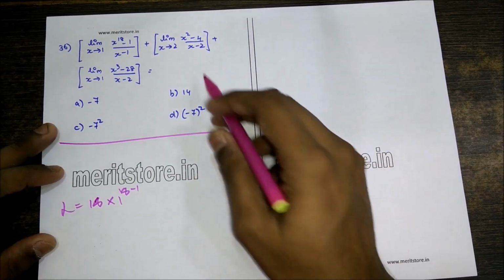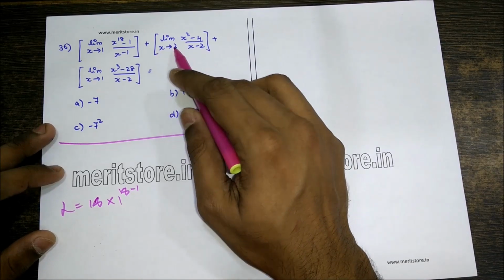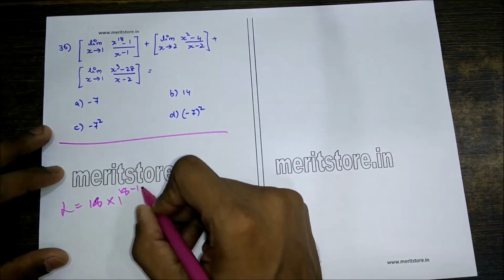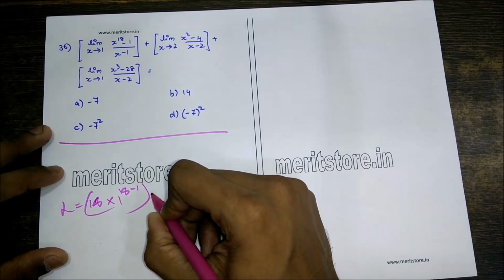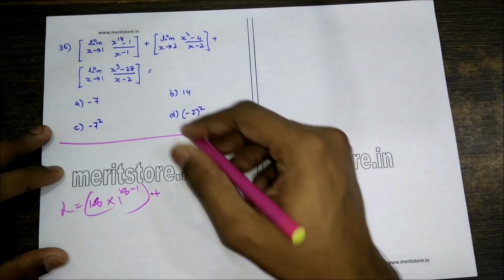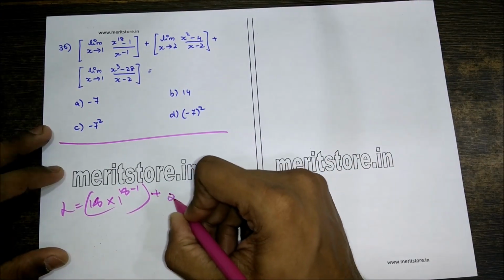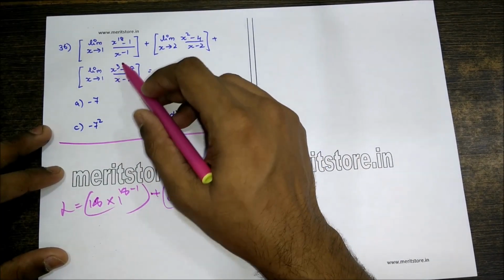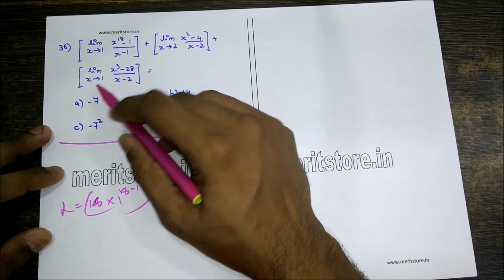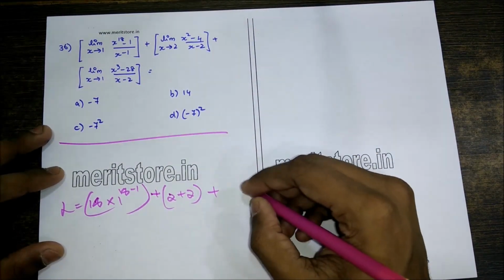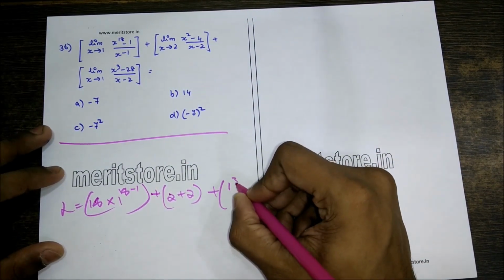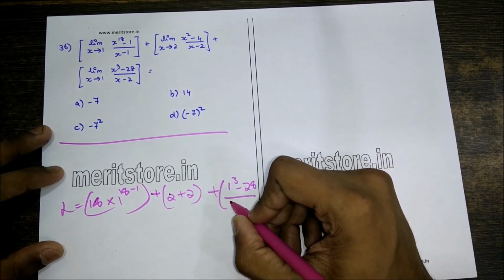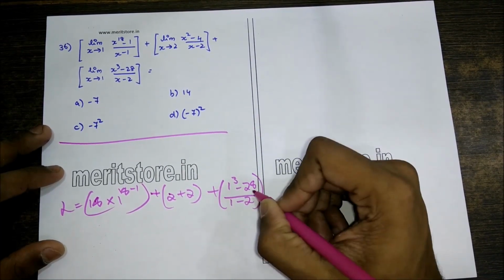The second term, on solving, x as 2. x square minus 4 by x minus 2 can be written as 2 plus 2. And the third term, x cube minus 28 upon x minus 2, x tends to 1, can be written as 1 cube minus 28 upon 1 minus 2.